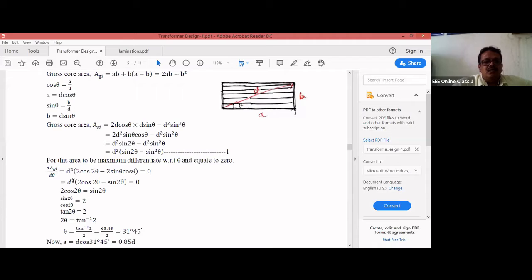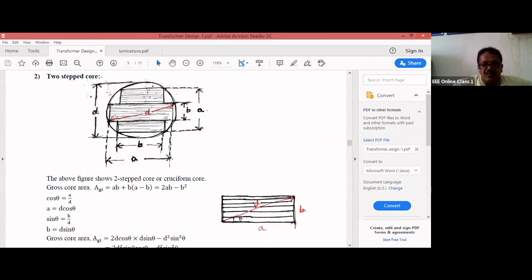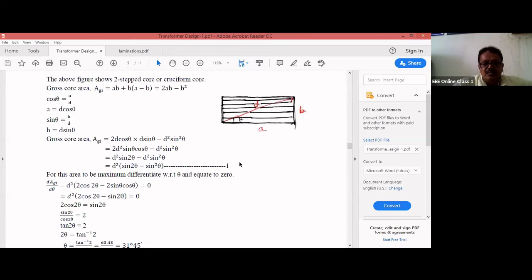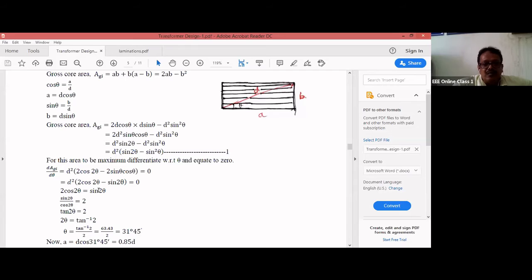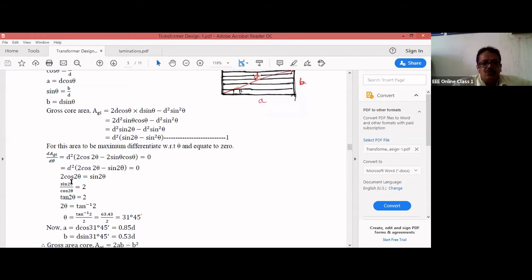D is nothing but the diameter of your circumscribing circle. That is a real quantity, so the distance cannot be equal to 0. So you can equate 2 cos 2 theta minus sin 2 theta equal to 0. So 2 cos 2 theta is equal to sin 2 theta. Sin by cos gives tan 2 theta equal to 2.